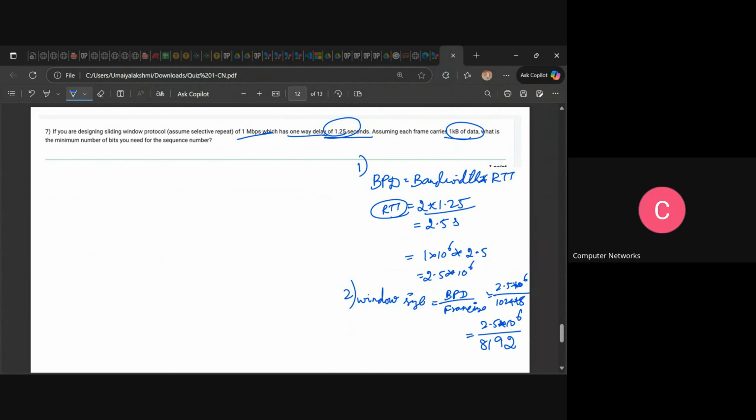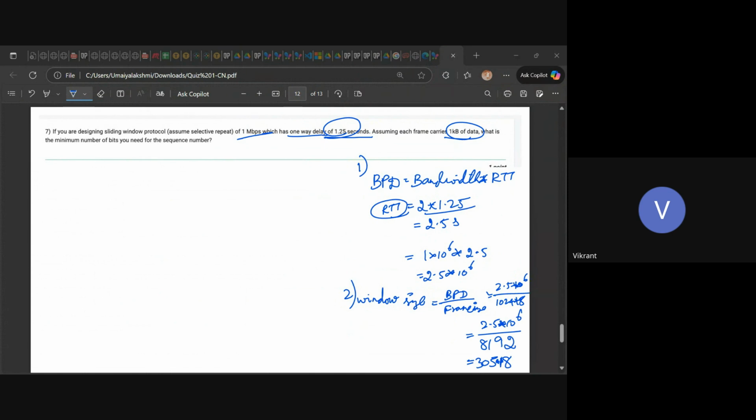So what will be the value we'll get? I'm just using the calculator for this. 2.5 into 10 to the power of 6 divided by 8192. Okay, so we are getting approximately 305.18. Is it clear? Can you understand till this step, people?